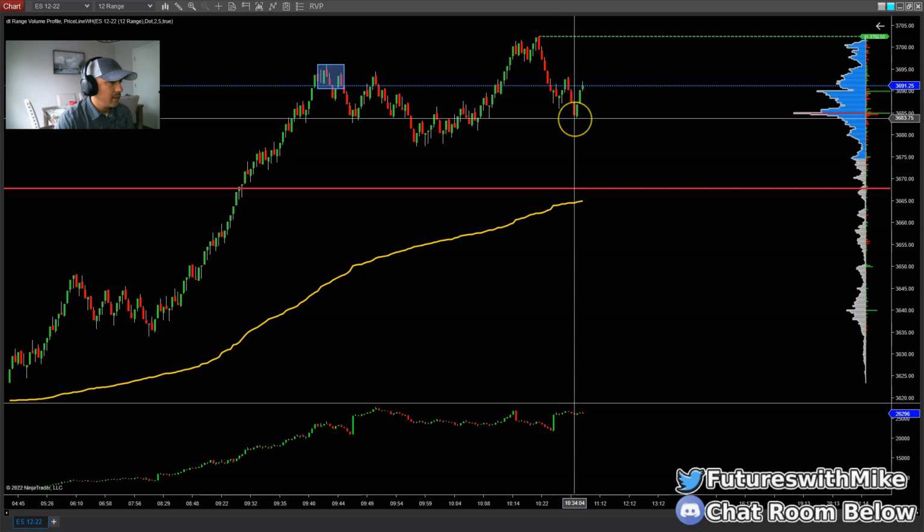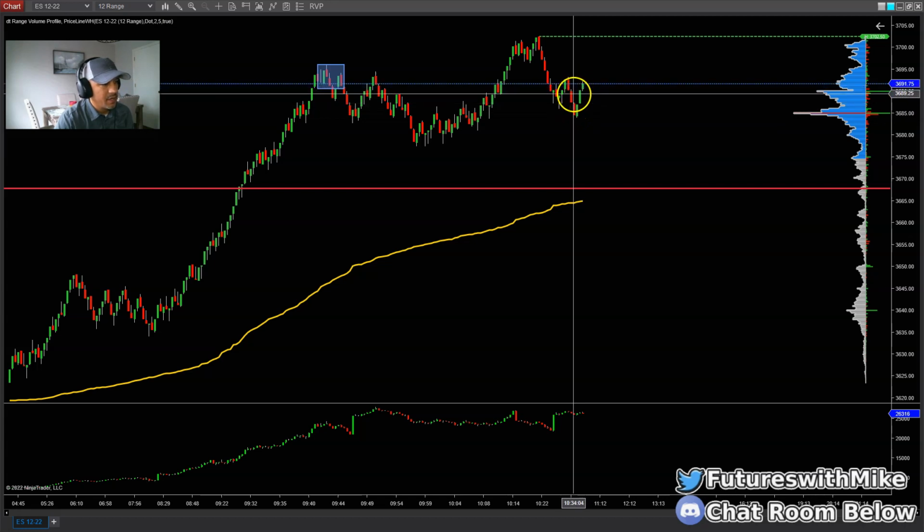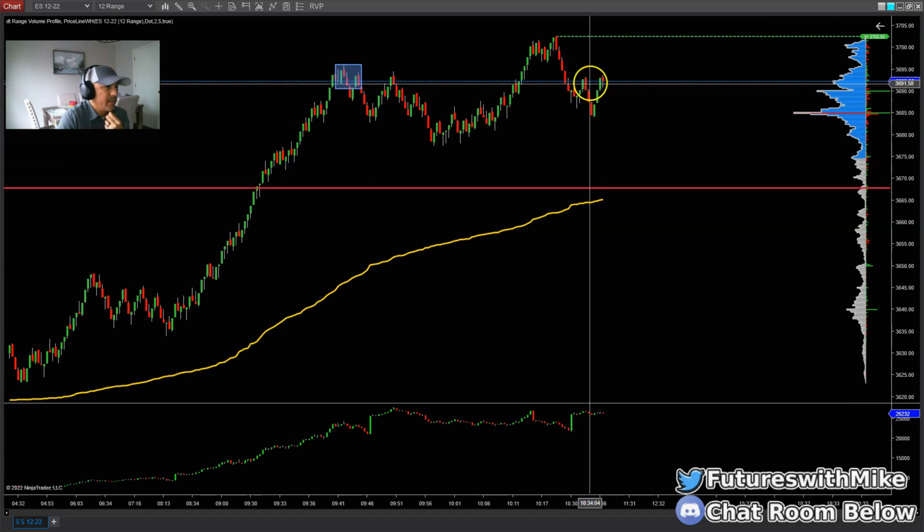Price pulled back, and I was looking for a break of a candle here. When it did that, I knew I could get into a quick scalp, at least back to this area right here. We got a small area of liquidity right here. Price is tackling that area of liquidity, and we'll see what it does next.